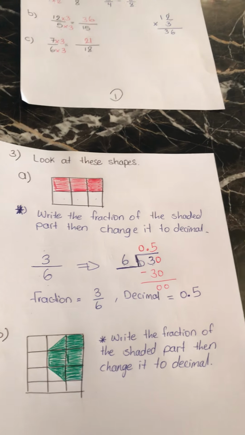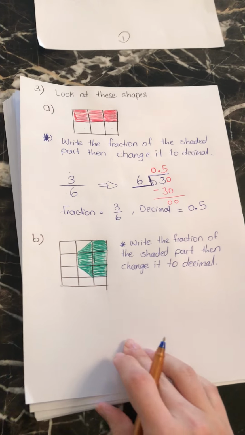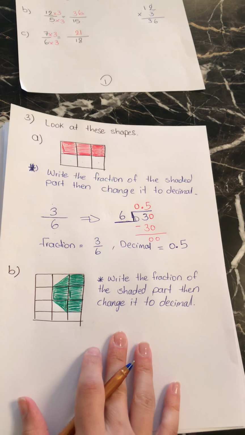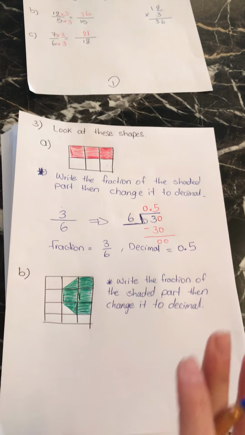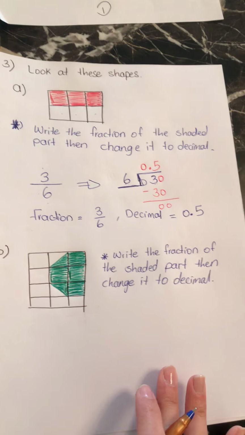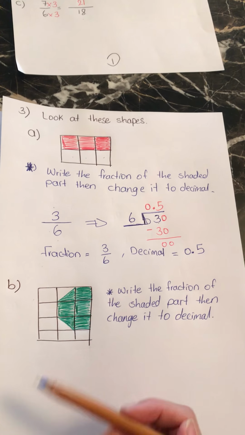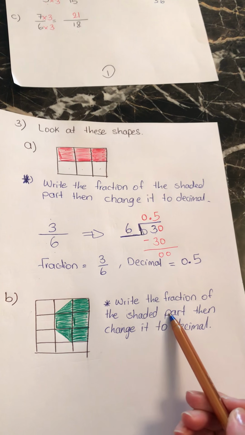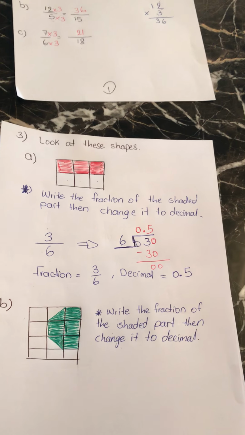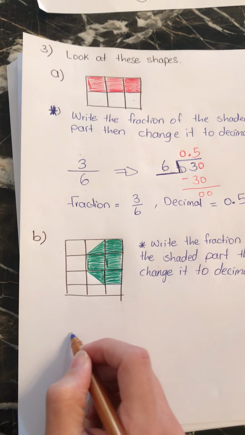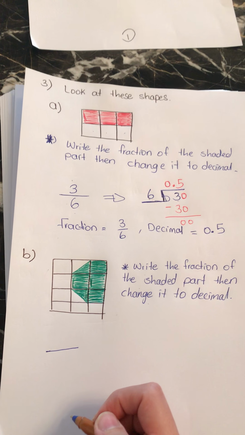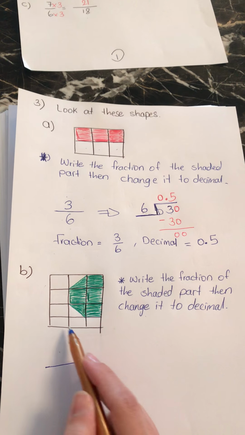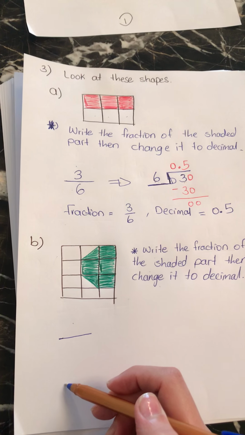Now for part B, pause the video and try to solve it by yourself. Okay. I have another shape here. Again, the question is, write the fraction of the shaded part, then change it to decimal. Again, I'm going to count the shaded part for the numerator and the whole shape for the denominator.